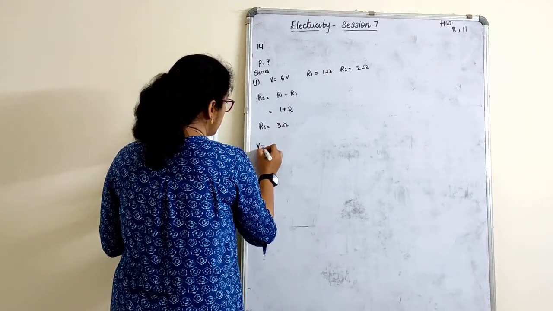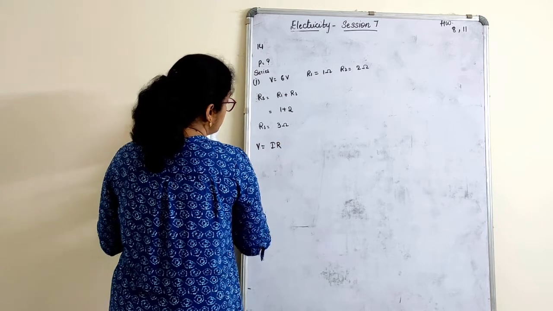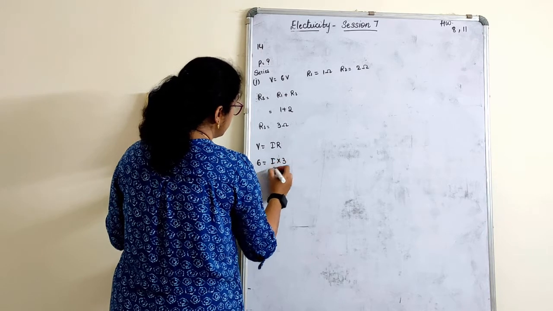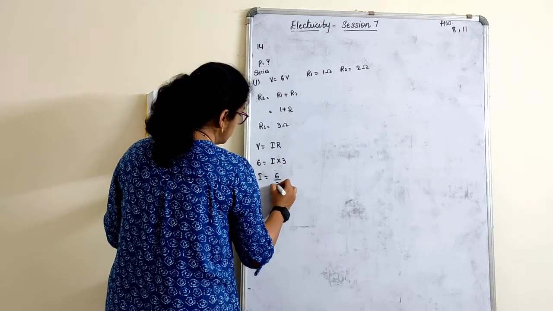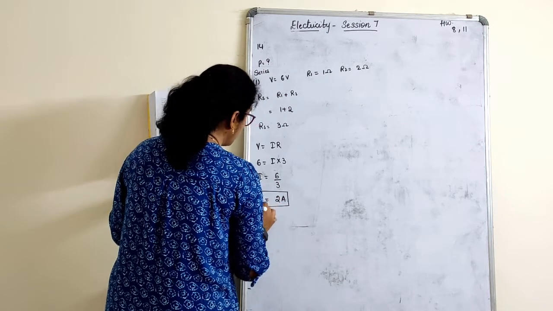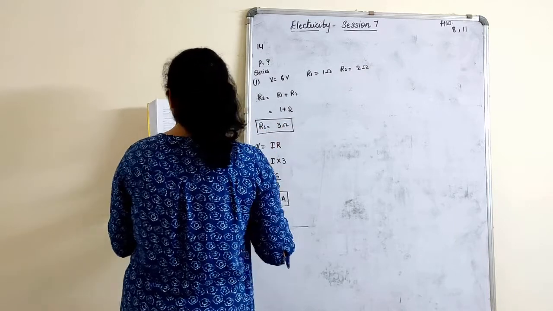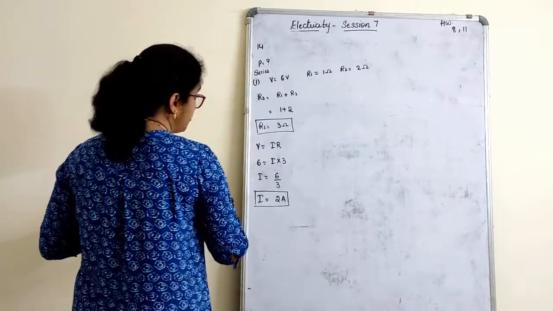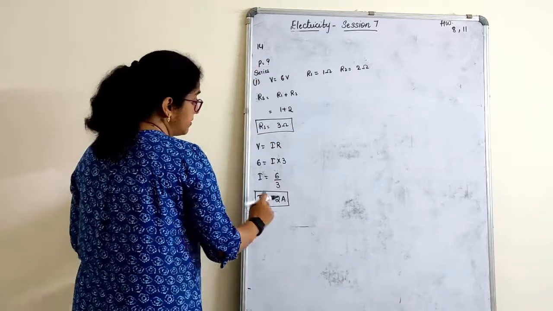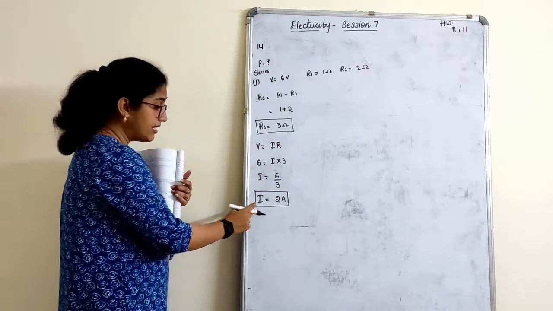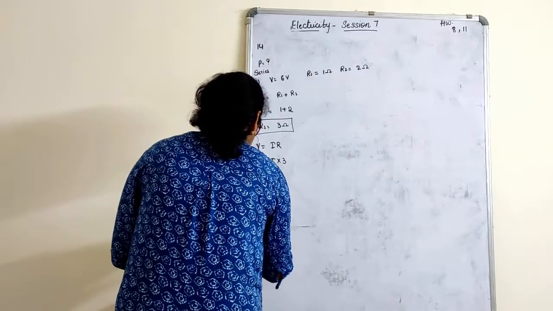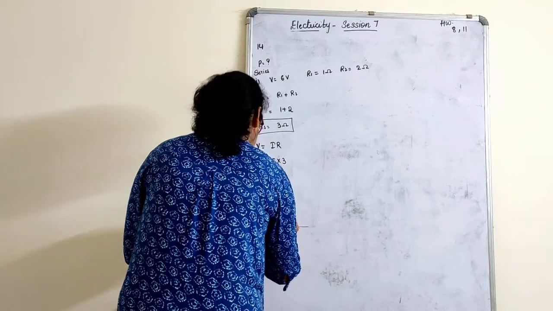According to Ohm's law, V is equal to IR. Voltage is 6, current we have to find, and R is 3. So I is equal to 6 by 3. Current flowing is 2 amperes. Keep this as it is. Now with reference to this, I have to find the power. What is the formula to find power with respect to current, children? Why did we find current here? Because we had to find power. So write the formula: P is equal to I square R.